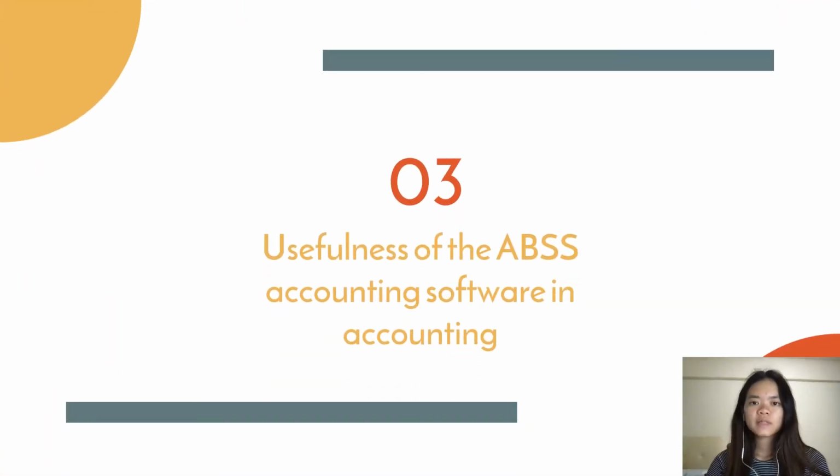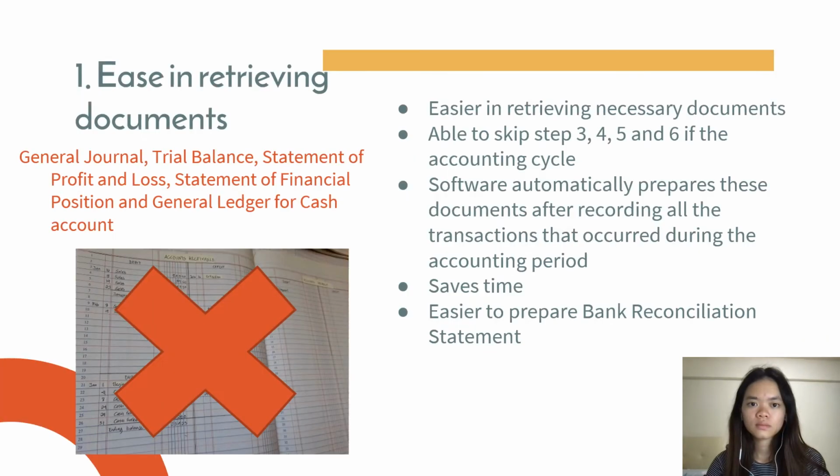Now, I will be explaining and demonstrating two usefulness of the ABSS accounting software in doing accounting. The ABSS accounting software is useful as it has made it easier in retrieving the necessary documents needed, such as the general journal, trial balance, statement of profit and loss, statement of financial position, and general ledger for cash account.